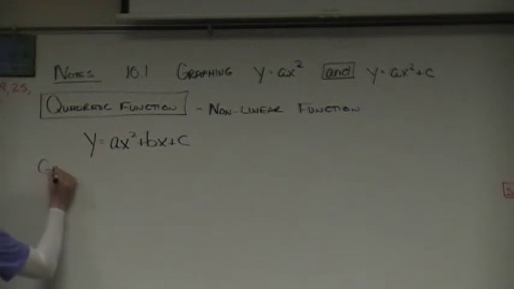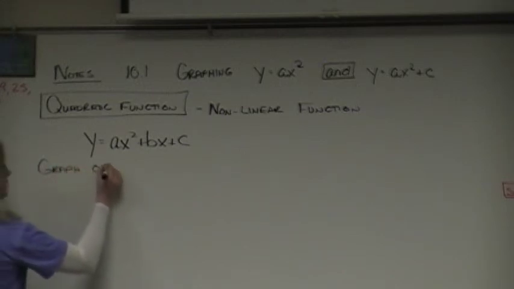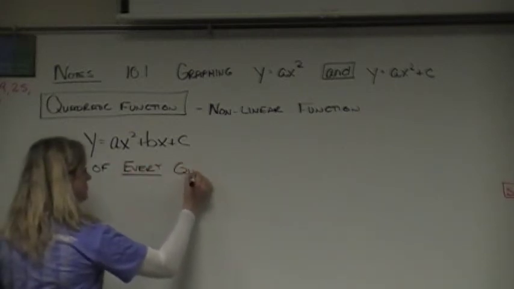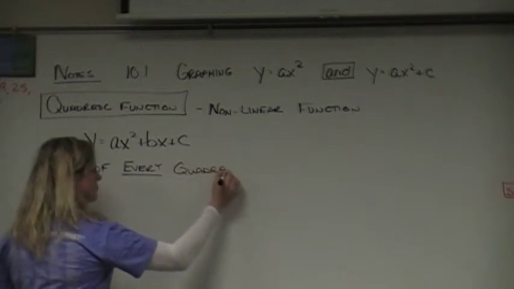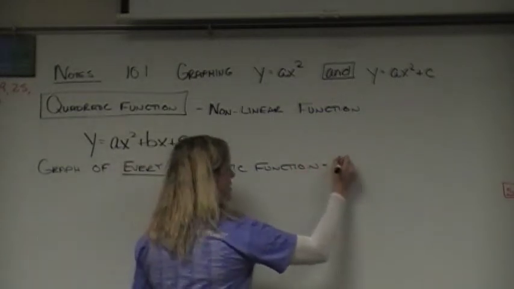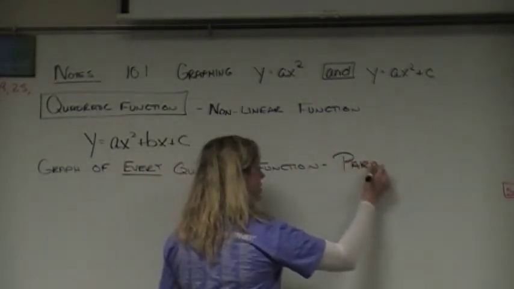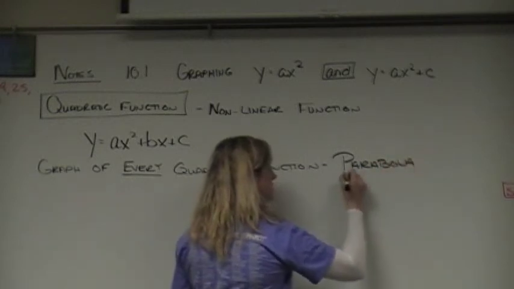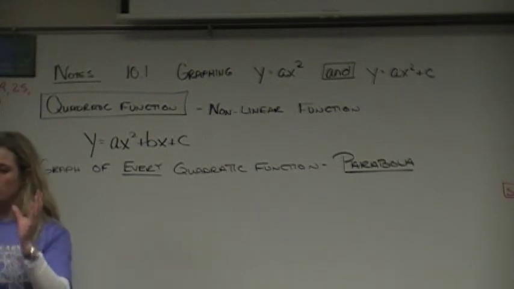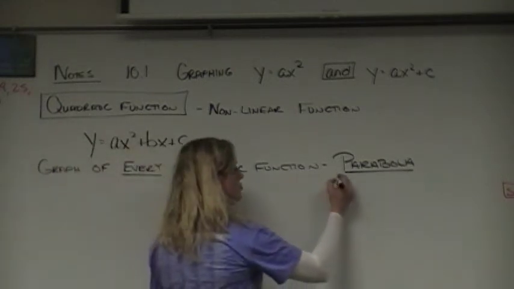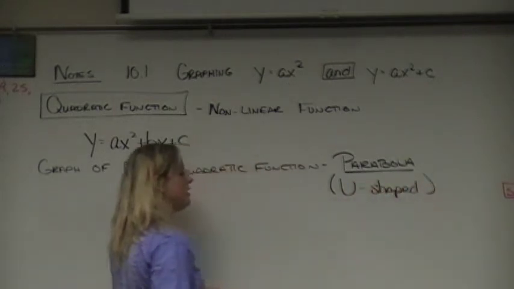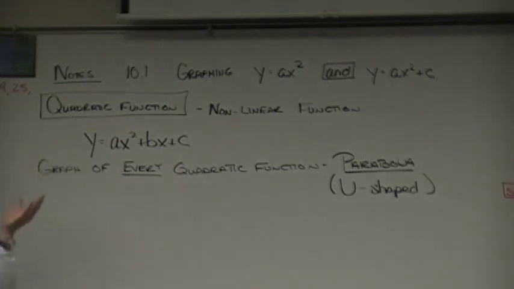The graph of every quadratic function is what we call a parabola, P-A-R-A-B-O-L-A. What does the shape look like? Well, a parabola is a U-shaped graph. Exactly. It's a U-shaped graph.